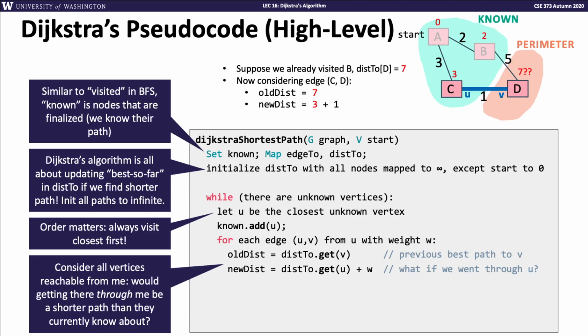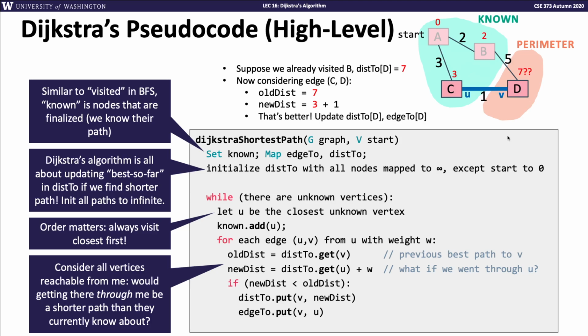But now that I know the shortest distance to C, I wonder if there's a better path to D. Currently, because D was in our perimeter, we thought the shortest path was from A to B to D with a cost of 7. But now, since I just added C to my known set, and it has distance 3, and there's an edge of weight 1 between C and D, I know there's a shorter path from A to C to D that has cost 4.